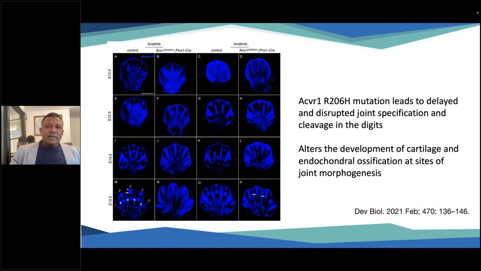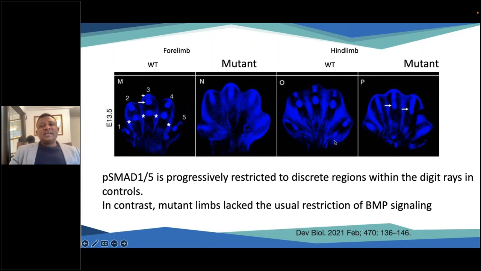What occurs is that this mutant ACVR1 receptor leads to delayed and disrupted joint specification and cleavage of the joints. And it basically alters the development of cartilage and endochondral ossification at sites of joint morphogenesis. So looking more closely into a simplified diagram, where you've got four figures over here, the first two reflect the forelimb and the second two reflect the hind limb.